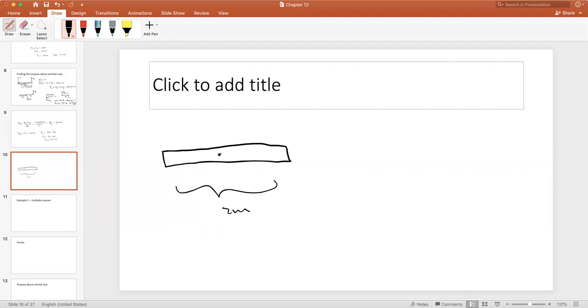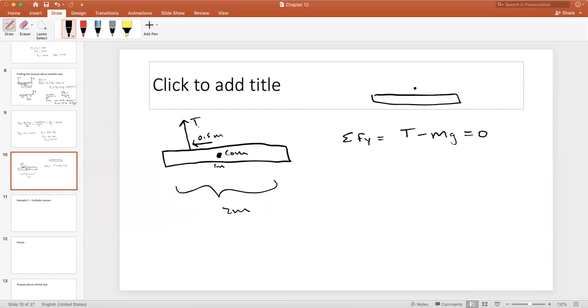but imagine instead, it's still 2 meters long, and we still have this center of mass here at the center at 1 meter, okay? But imagine now at half of a meter, we just have this one tension, 0.5 meters away from the center of mass. So when we do our forces in the y, we would still have T minus mg is equal to 0, because this bar has a tension and it has an mg, okay?